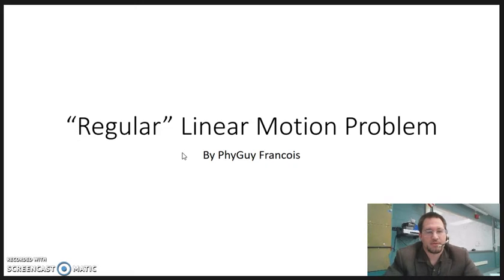Today we're going to be covering regular linear motion problems. And I say regular because this is just the standard form. There's two other types that you could potentially see, which are just derivatives of this, small things you have to do extra. But let's get down to business.